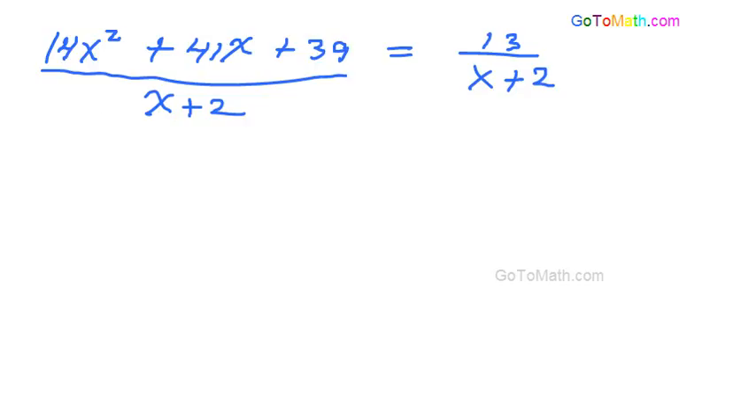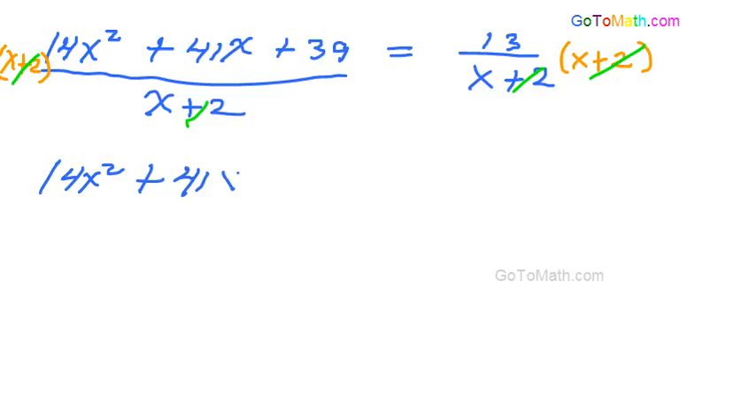So if we were to multiply both sides by x plus 2, if I can squeeze that in over here, and x plus 2, what's going to happen is these are going to cancel out, and now we're going to be left with 14x squared plus 41x plus 39 is equal to 13.